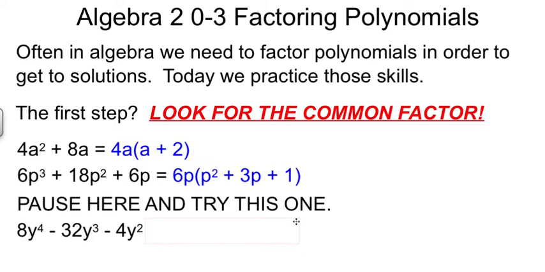So I'd like for you to pause here, take a look at this problem. 8y to the 4th minus 32y cubed minus 4y squared. Pause here, work it, then come back and check your answer. The common factor in this is 4y squared, and when you factor that out, it leaves on the inside 2y squared minus 8y minus 1.